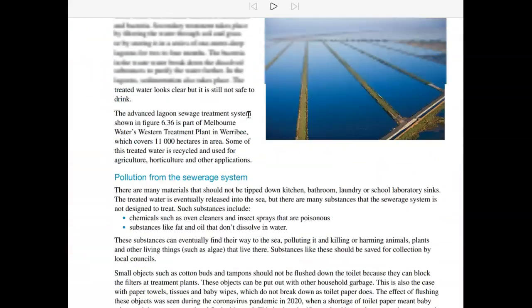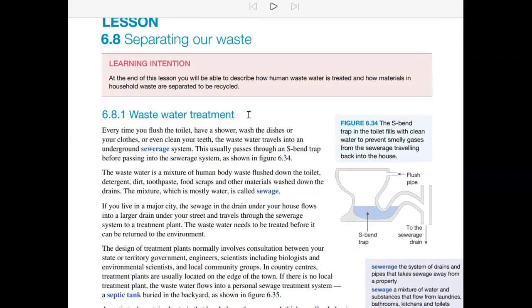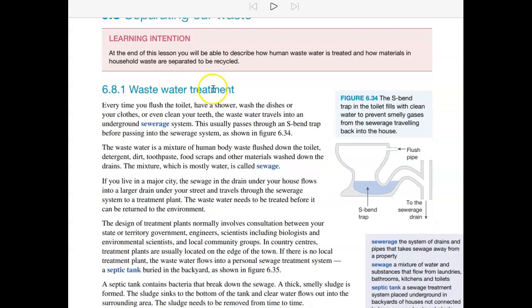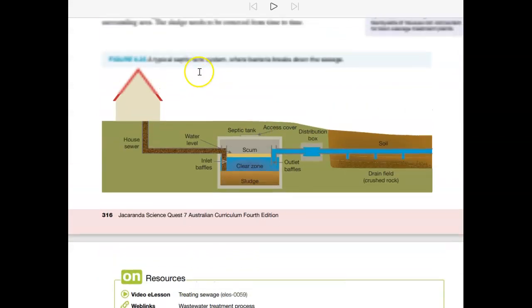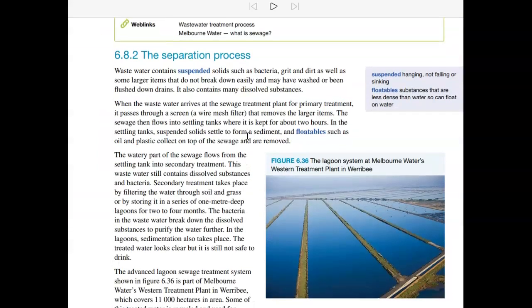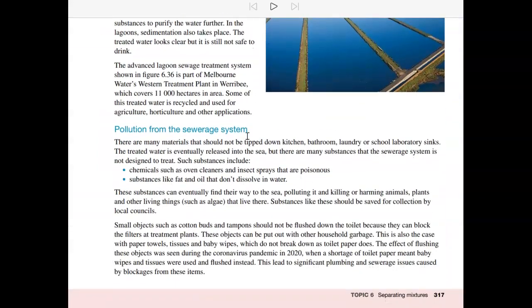So in this section, we just spoke about how we separate our waste, the wastewater treatment. Please make sure you look at this diagram properly, and then the separation process. Okay, thank you.